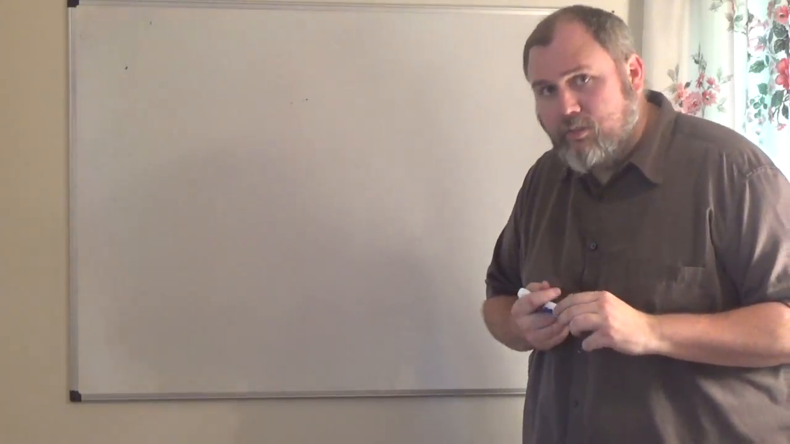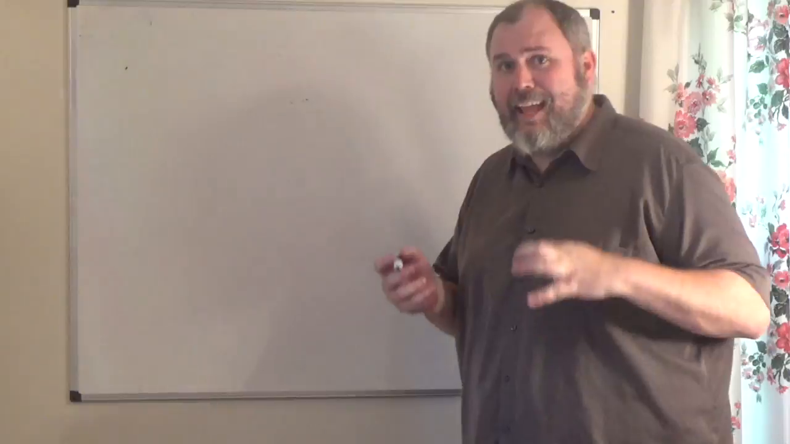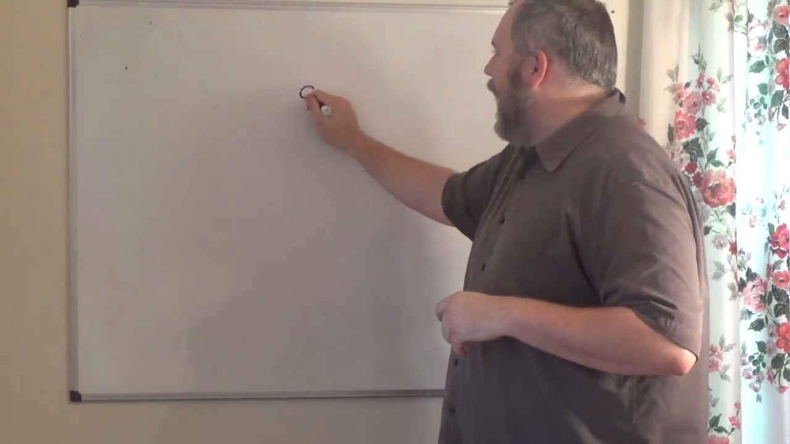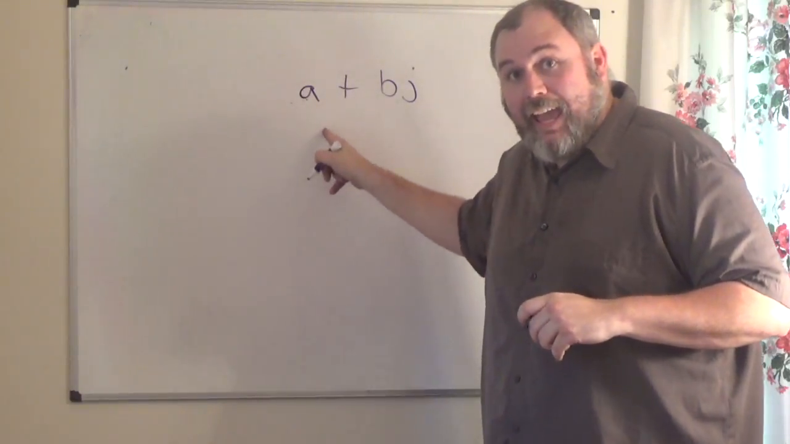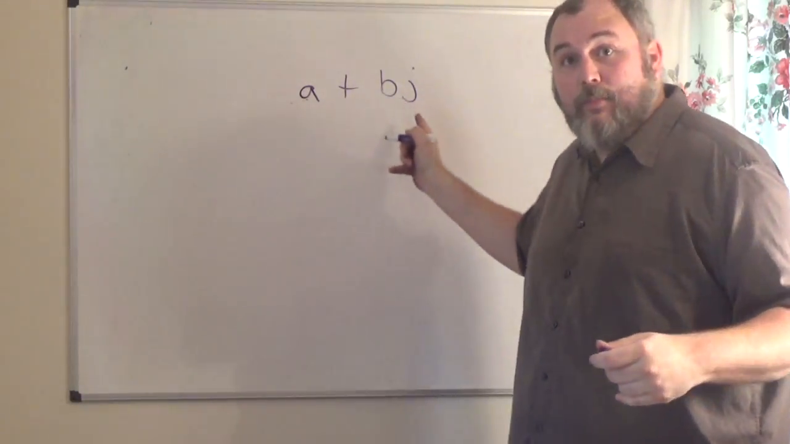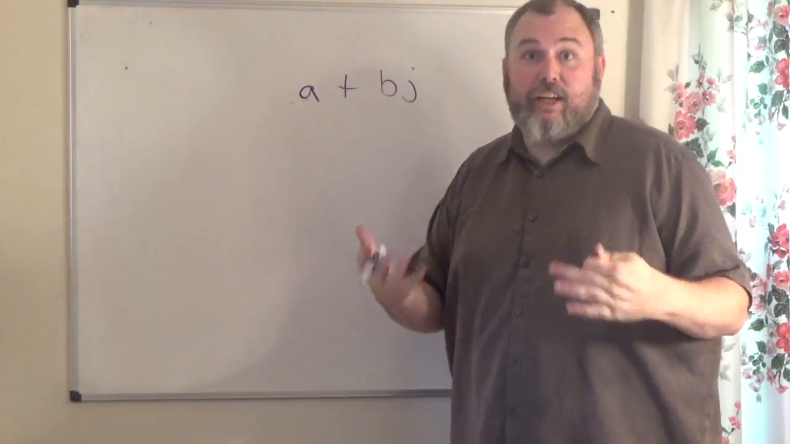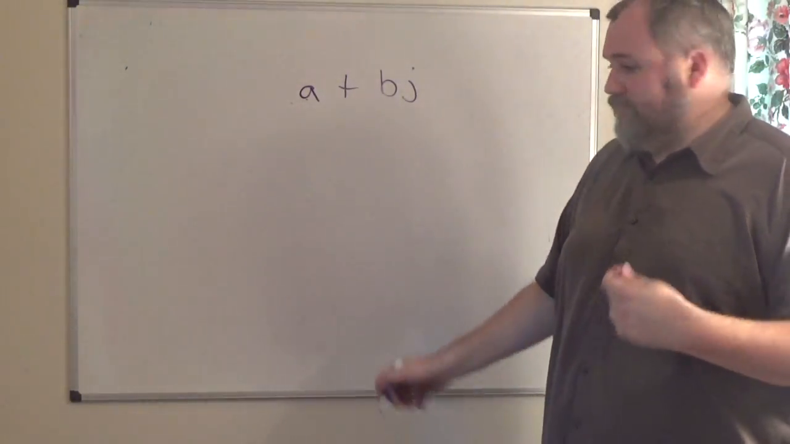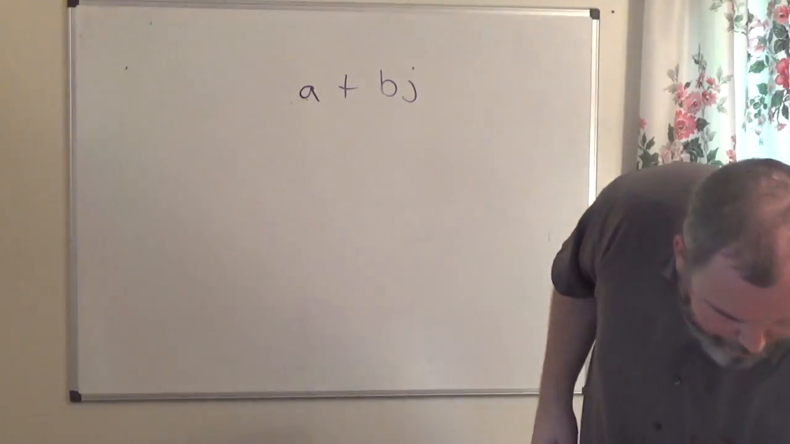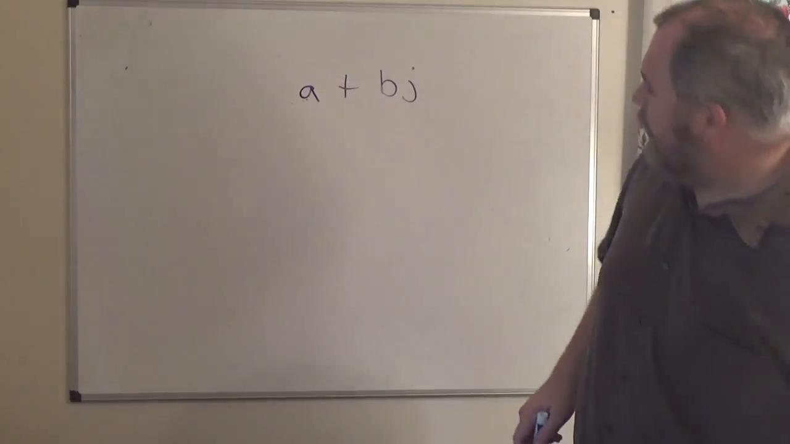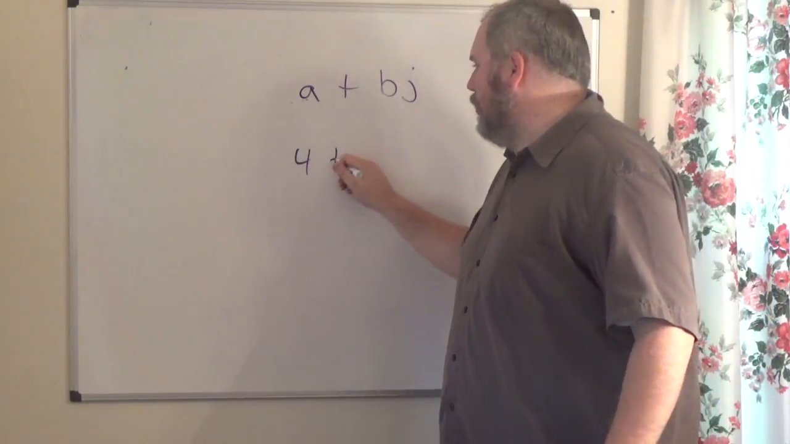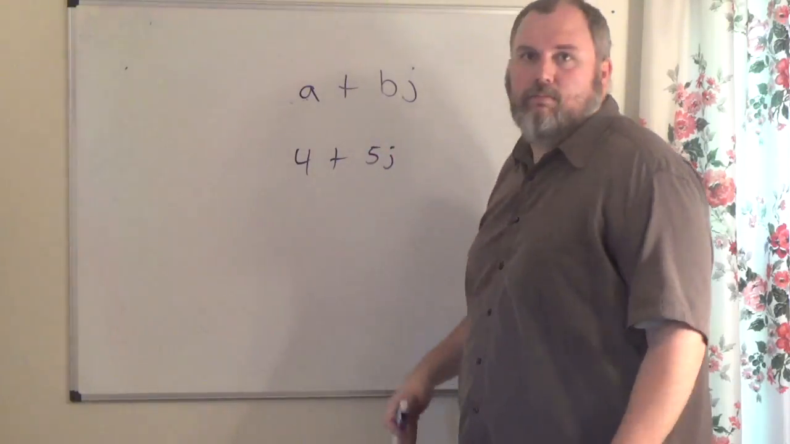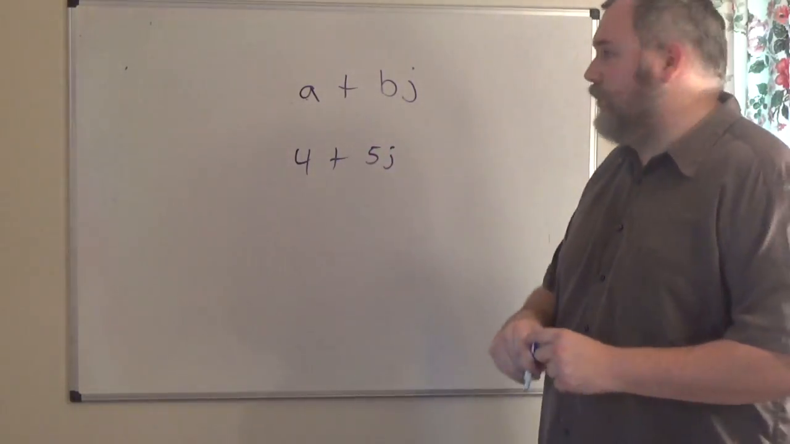Basically what that tells us is that we can define a complex number as a plus b times j, where a is a real number and the bj represents the imaginary portion. So we have different ways of doing it. I could say that a complex number happens to be 4 plus 5j, and that's a complex number.